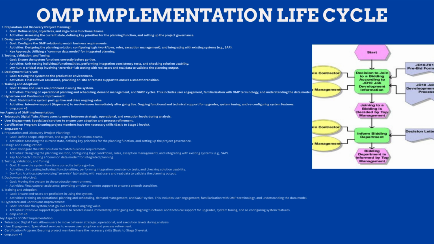OMP implementation lifecycle. Preparation and discovery, project planning. Goal: define scope, objectives, and align cross-functional teams. Activities: assessing the current state, defining key priorities for the planning function, and setting up the project governance.